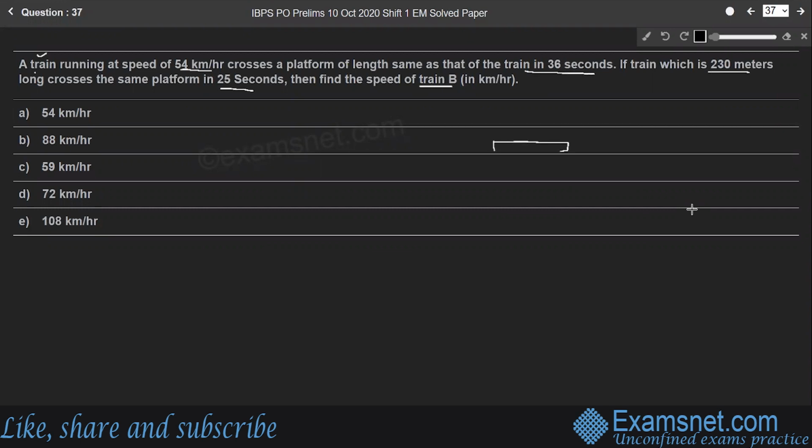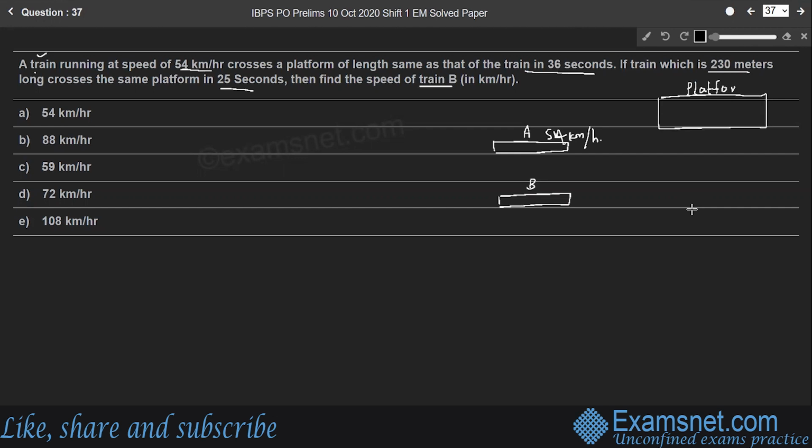Consider two trains, A and B. Right? So in first case, train A running at a speed of 54 km per hour. 54 km per hour is the speed of the first train. Crosses a platform. So consider a platform.